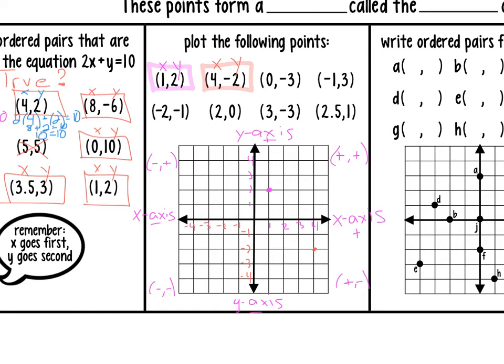Our next ordered pair then is 0, negative 3. That means I'm not going anywhere on my x-axis. I'm going to stay right at the origin. And then my y value is negative 3, so I'm going to go down 3. So this point actually ends up being right on top of our y-axis. The next ordered pair that we have is negative 1, 3. So our x value is negative 1, our y value is positive 3. That puts us in quadrant 2. If we start from our origin, I'm going to move left 1 and up 3.